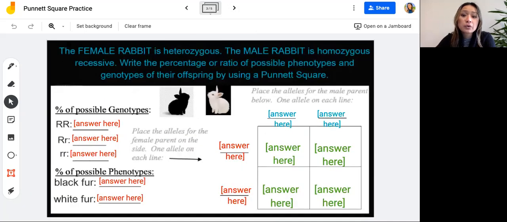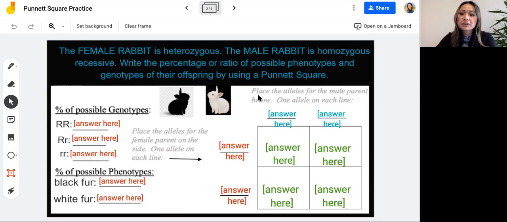Board 3, we are going to go over a question here. So a female rabbit is heterozygous. The male rabbit is homozygous recessive. Write the percentage or ratio of possible phenotypes and genotypes of their offspring by using a Punnett square. And so on the left-hand side here, we have percent of possible genotypes, right? Here are the genotypes here, and then you are going to type the percent. Here it says percent of possible phenotypes, black fur and white fur. We're gonna write the percent here.